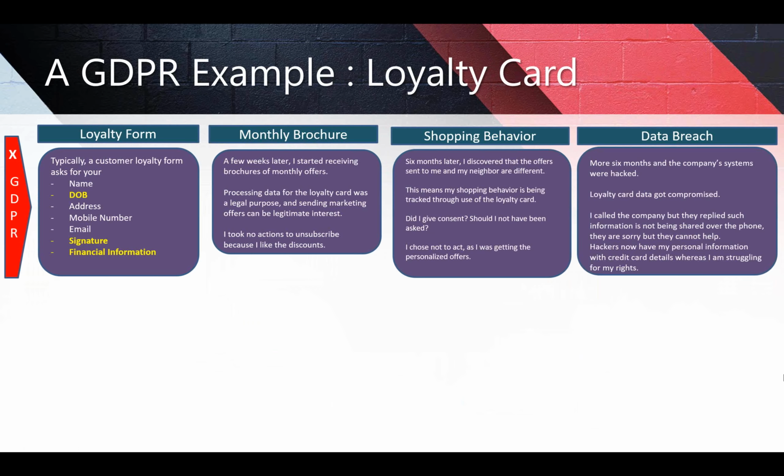And then, because of this data breach, the hackers will have your personal information, your financial information, and at the same time, you are struggling because you don't have any law, any regulations to support you for your own rights. Your personal data is breached because you were part of this loyalty card offer. So to avoid this helpless situation for any individual, how will GDPR help? Let's check this.